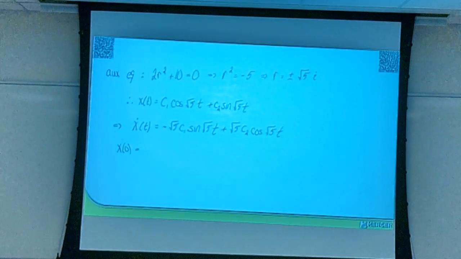x of 0 is what? I don't want the initial condition, just given that function, what is x evaluated at 0? You have C1 cosine 0, right, which is what? C1. And then plus C2 sine of 0, which is what? And that had to equal 0. So C1 is 0.